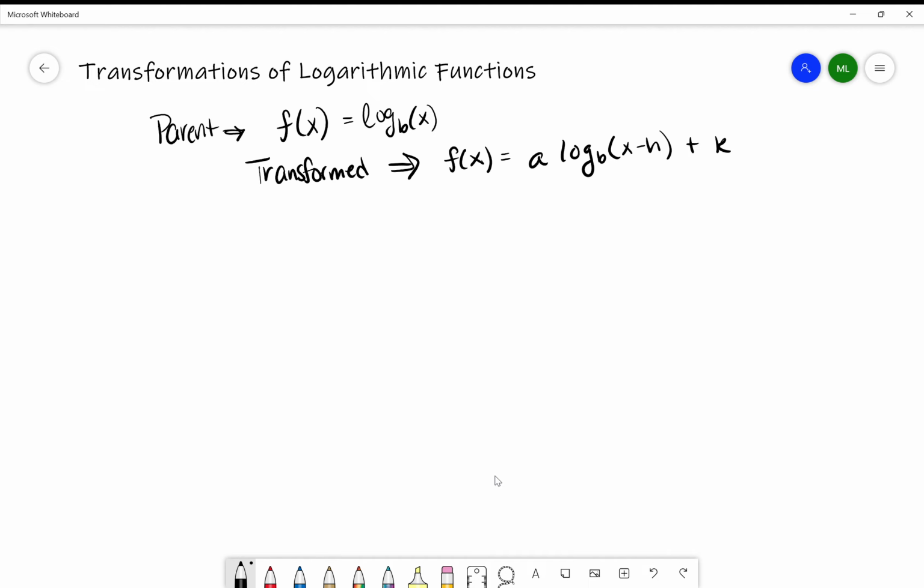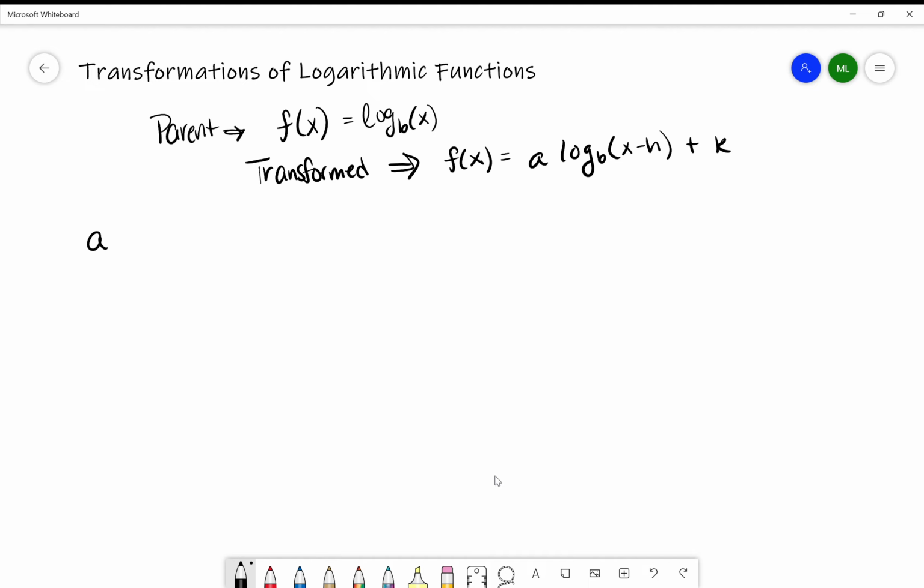So if you saw the transformations of exponential functions video, then this might look a little bit repetitive, but let's go ahead and take a look at it. First things first, we'll start with a. A describes our orientation and shape.